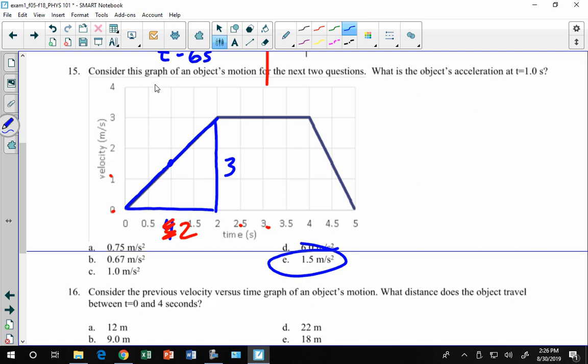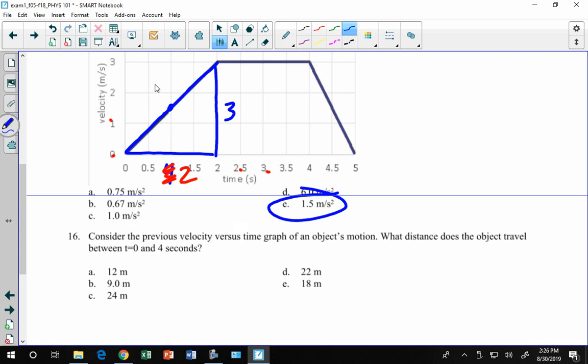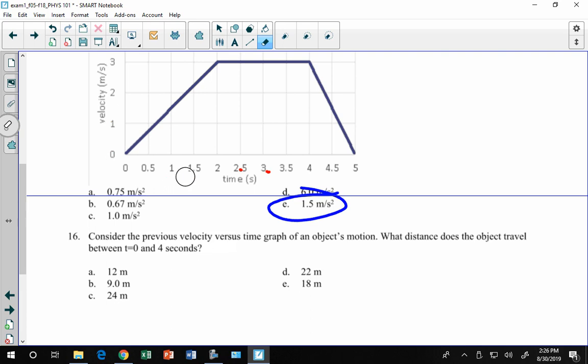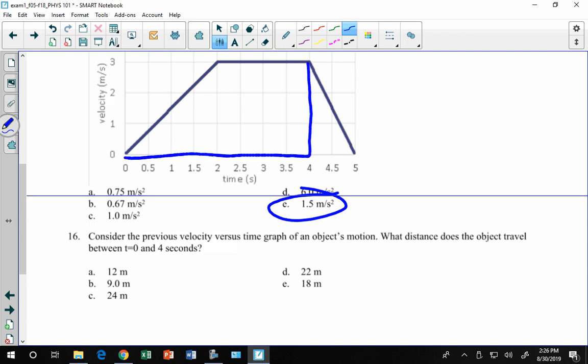Now, I want to know what distance the object travels between t equals 0 and 4 seconds. I'm going to erase this. And to find the distance, I need to find the area. And I'm looking at this area outlined in the blue. Right, that's a square and a triangle. So I will find this area. This one has 2 by 3, so it has an area of 6 meters. And then this is 3, 2. This has an area of 3 meters, 1/2 base times height. So that's going to be 6 plus 3 are 9 meters.